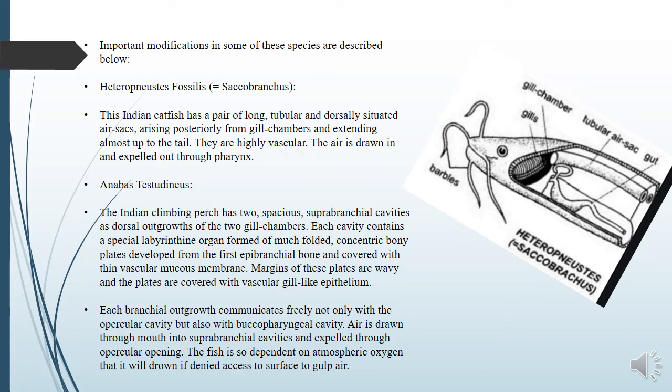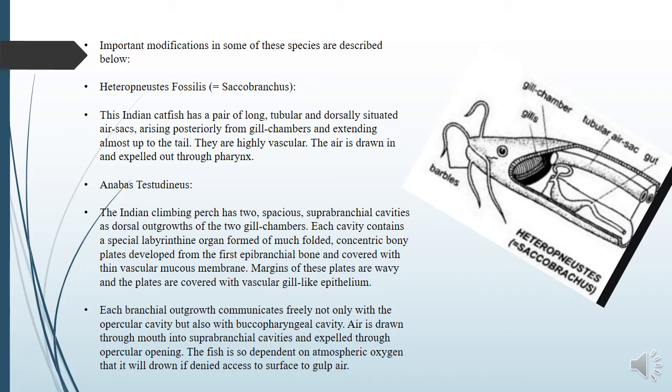Now, Anabas testudineus. The Indian climbing perch has two spacious suprabranchial cavities as dorsal outgrowths of the two gill chambers. Each cavity contains a special labyrinthine organ formed of much folded concentric bony plates developed from the first epibranchial bone and covered with thin vascular mucous membrane. Margins of these plates are wavy and the plates are covered with vascular gill-like epithelium.